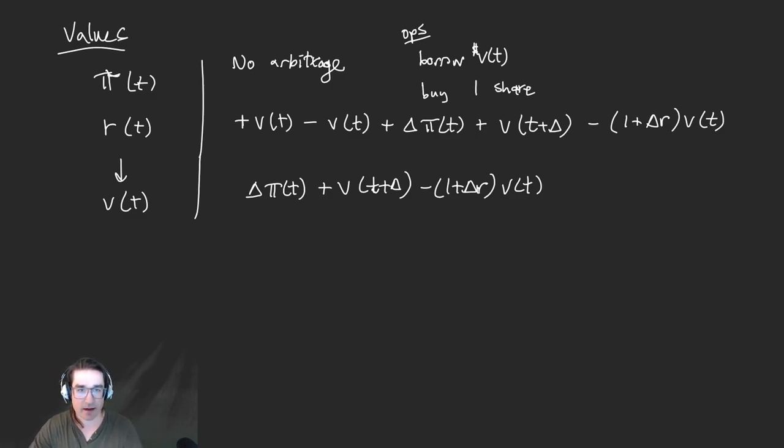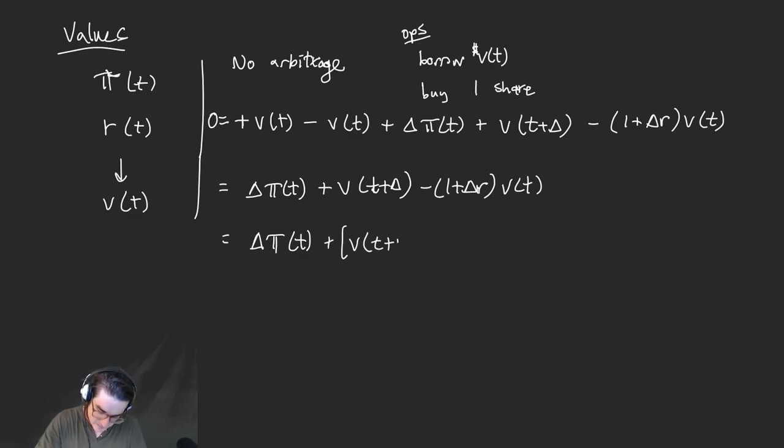And then I'm gonna write it out like this. We kind of want this to be zero, so I'll just write zero equals. And then the way I'm gonna group it is, we got some dividends while we were on the stock for that brief period of time. I'm gonna combine V of t plus delta minus V of t. This is the stock appreciation over that time period, and then we're left with minus delta r V of t.